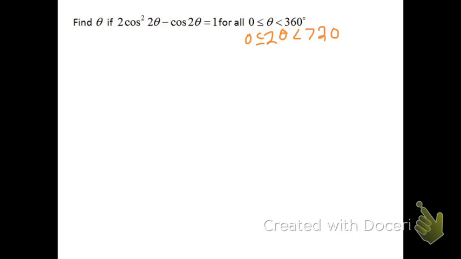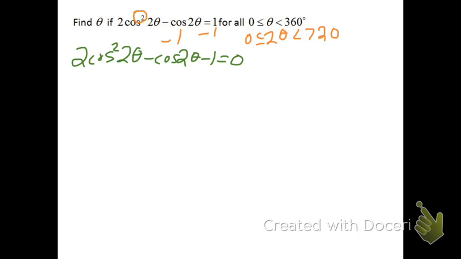So here we have a quadratic trigonometric equation, and I noticed that because of this little exponent of 2 up here. So whenever I see a quadratic, I want to get all of my terms over to one side of the equation. So I'm going to subtract 1 on both sides. So I'm going to have 2 cosine squared of 2 theta minus the cosine of 2 theta minus 1 equals 0.